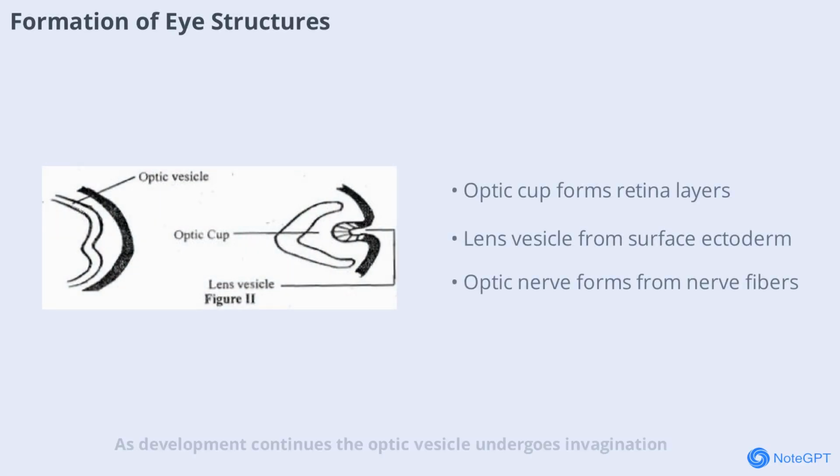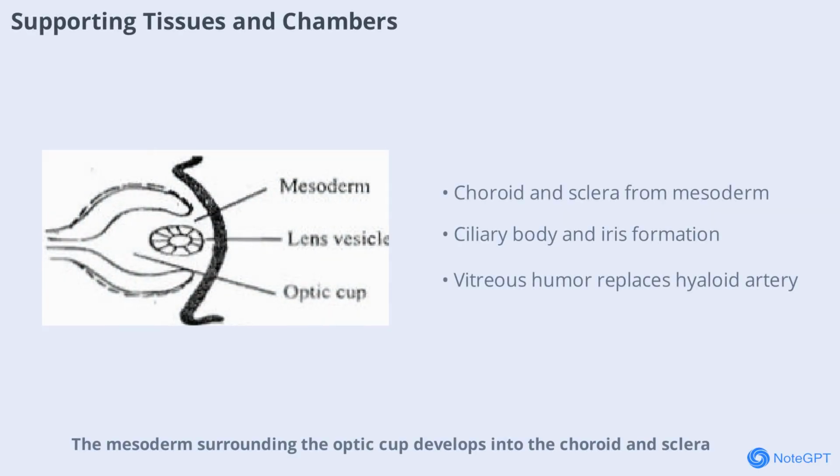As development continues, the optic vesicle undergoes invagination, forming the optic cup. At the same time, the surface ectoderm invaginates to create the lens vesicle. The optic cup's outer layer becomes the pigment epithelium of the retina, while the inner layer forms the retina's 9 layers. The nerve fibers from the retina grow back to the brain, forming the optic nerve. The lens itself is shaped from the posterior cells of the lens vesicle, and the mesoderm fills spaces between these developing structures. Mesoderm surrounding the optic cup develops into the choroid and sclera, the coats of the eyeball.